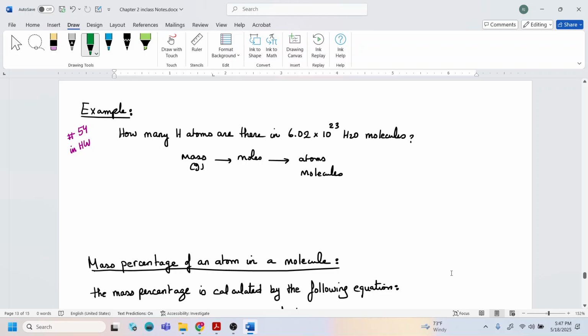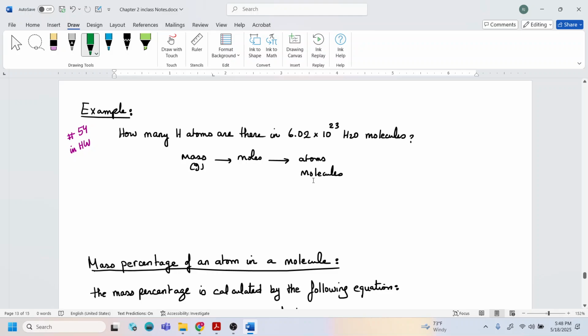So, more examples about the mole concept. Here I have one similar to number 54 in your homework. How many hydrogen atoms are there in that much water molecules? Now I need them. I'm given the molecules, and I need the atoms. How many hydrogen atoms are there in that much water molecules?